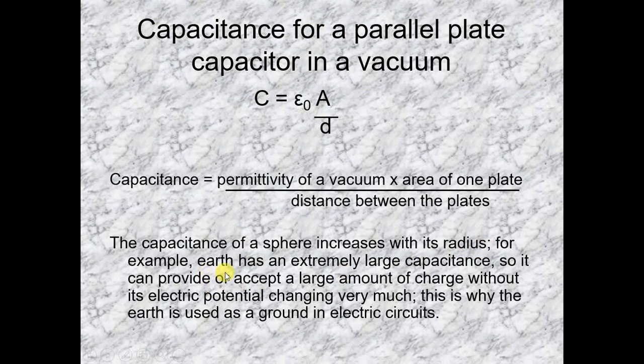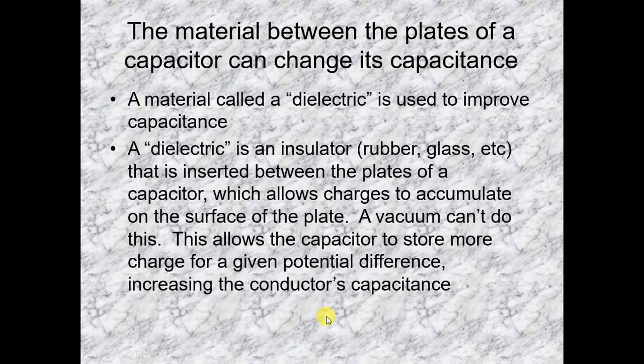For example, the earth has an extremely large capacitance, so it can accept a large amount of charge without its electric potential changing very much. This is why the earth is used as a ground in electric circuits.